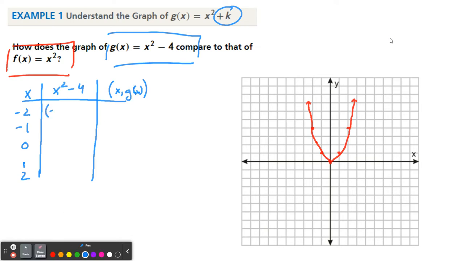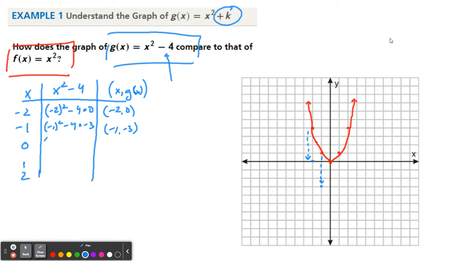Okay, so we're going to plug in negative 2. Negative 2 squared minus 4. Negative 2 squared is 4, and 4 minus 4 is 0. So the point negative 2, 0 is on our graph. Notice that this point up at 4 is now down here at 0. It changed its y value down 4. That's interesting because your k value is a minus 4. Okay, negative 1 squared minus 4 is 1 minus 4, which is negative 3. So our next point is negative 1, negative 3. Again, this point moved down 4.